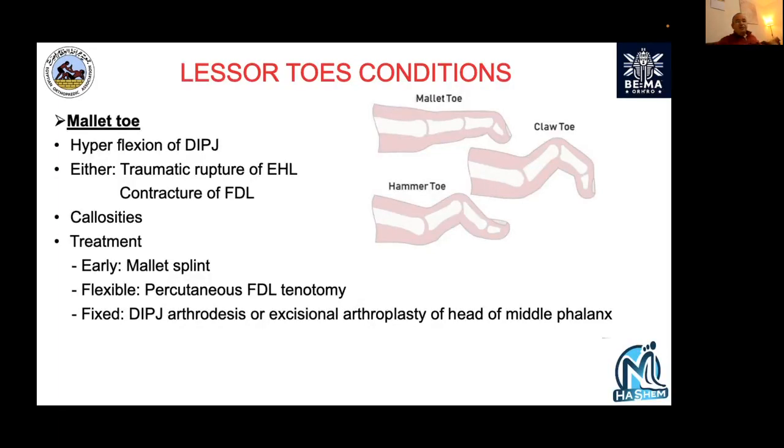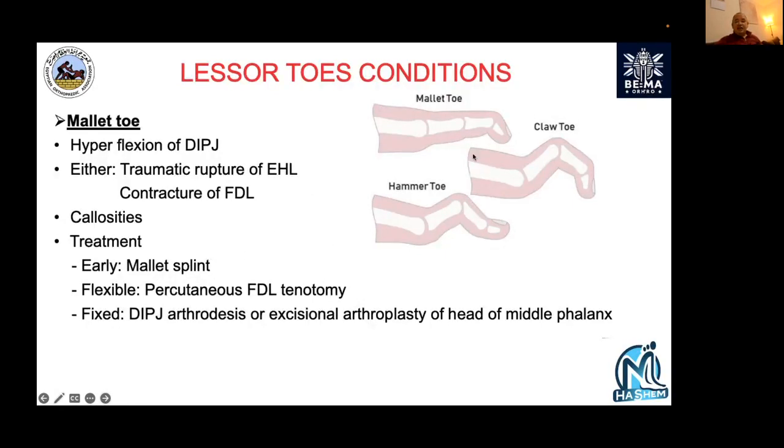Okay, so how do we treat this? What's the problem with this patient? The problem with the mallet toe will be hitting the ground by the distal phalanx. The problem with the claw toe is that this part of the toe will be rubbing against the shoes, and the patient will be unhappy. And same for the hammer toe. The main problem is callosity here and rubbing against the shoes at the PIP joint.